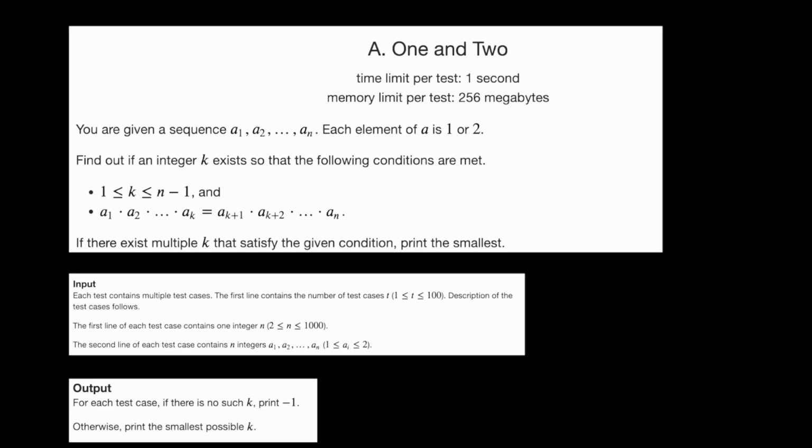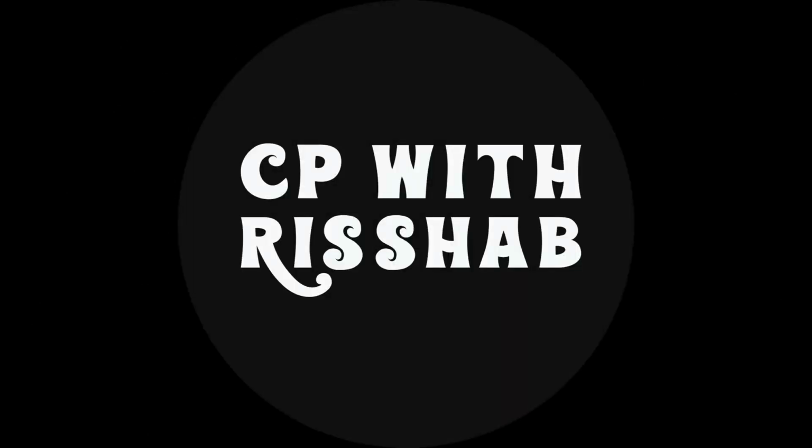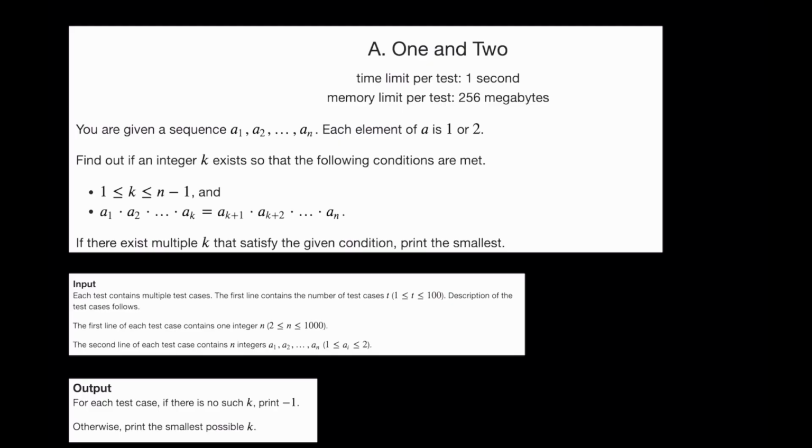So today we are going to discuss the 27th problem in the TLE Eliminators CP sheet, 800 rated problems. The problem name is 1 and 2. So let's get started. Let's first start by reading the problem statement.